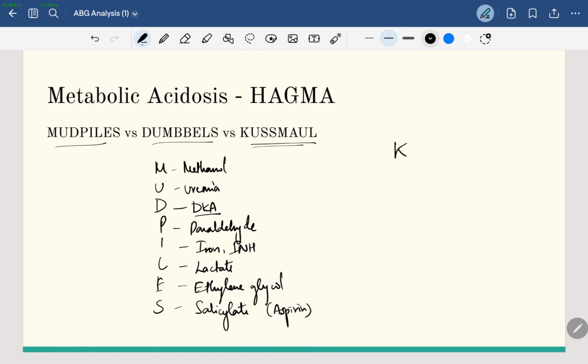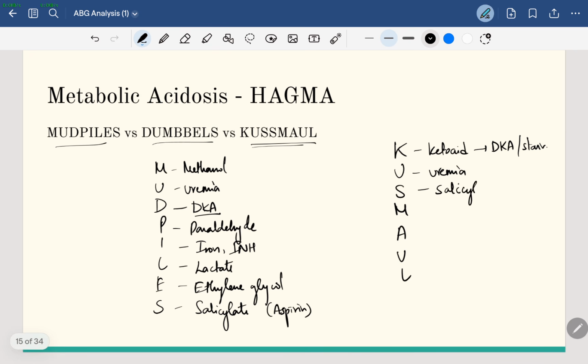Whereas for Kussmaul, K is keto acid, which could be in the form of DKA or starvation ketoacidosis. U for uremia. S for salicylate. M for methanol. A for antifreeze. This U is already covered. And L for lactate.